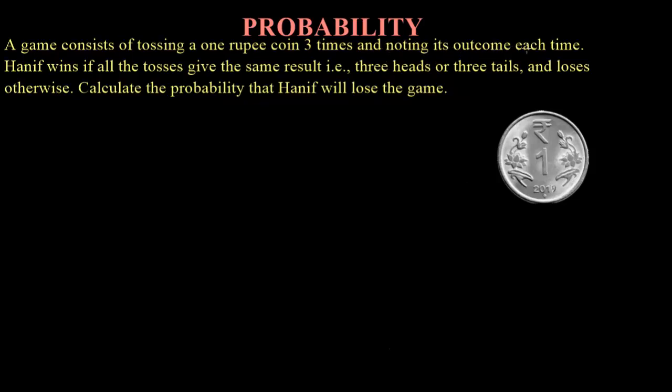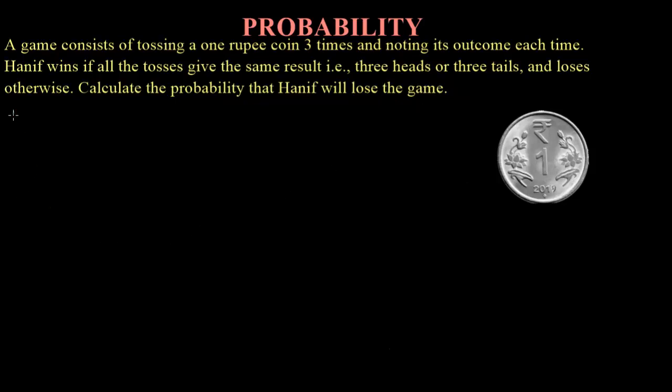And noting its outcome each time, whatever outcome has come every time, they are noting it down somewhere, okay? So Hanif wins if all the 3 tosses give the same result. So Hanif is going to win the game if all the 3 outcomes are the same. So it may be either all 3 heads or all 3 tails, and he loses otherwise. For any other option, he is going to lose the game. Calculate the probability that Hanif will lose the game.